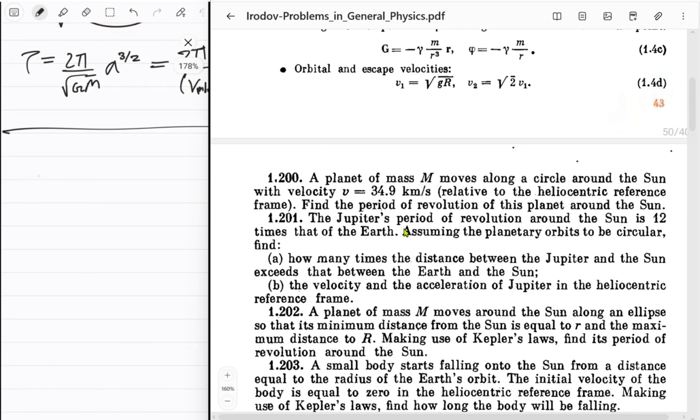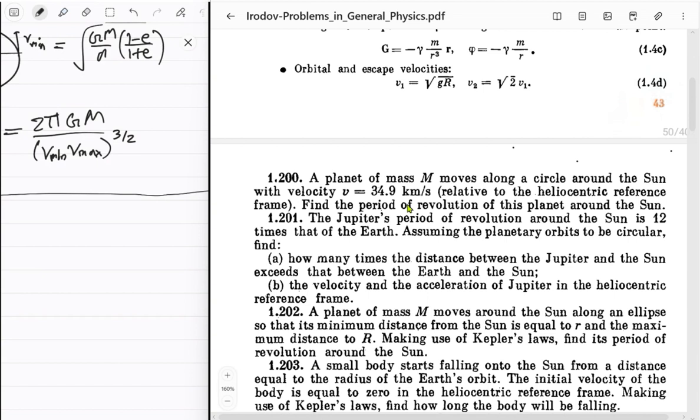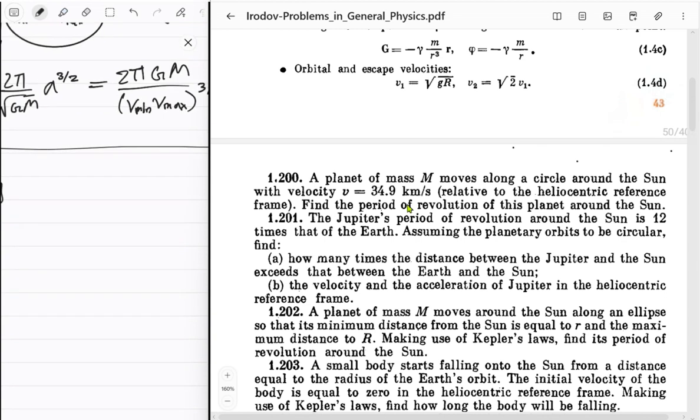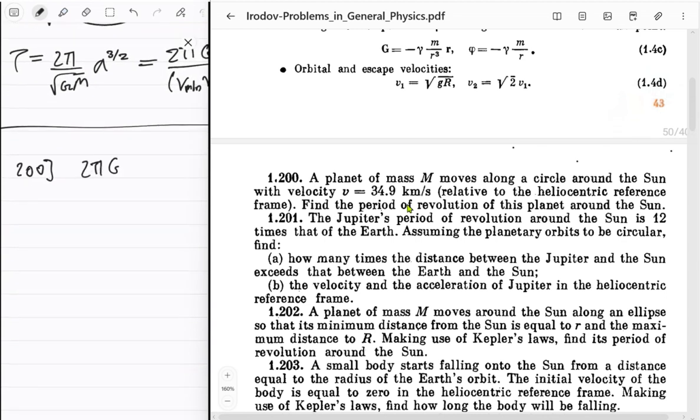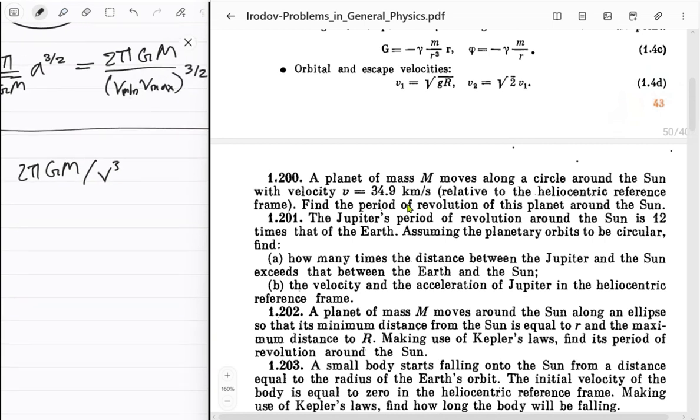Problem 200. A planet of mass m moves along a circle around the Sun with velocity v, something related to the heliocentric frame. Find the period of revolution of this planet around the Sun. So it's a circle, the eccentricity is 0. So v min and v max are the same, which is v. There we go. So it's 2 pi GM upon v to the power 3 upon 2. That is the thing. And we won't calculate what this is because we don't know what m is. So this should do it.